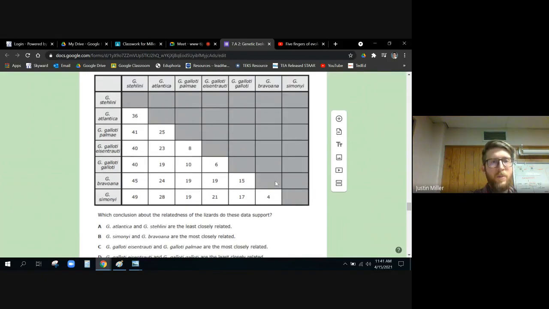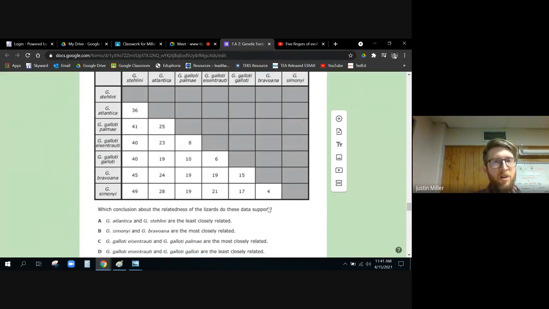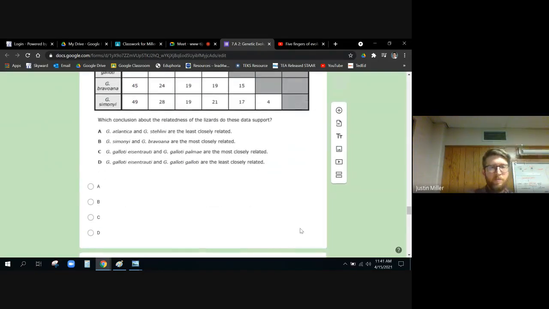That means that they have the bigger differences. So the bigger number means bigger difference. Small number means small difference. So this means that these two are very similar. And I don't see any other number on this chart that's less than 4. So of all the animals on this table, those two are the most closely related, which is what B says. So that is the answer.